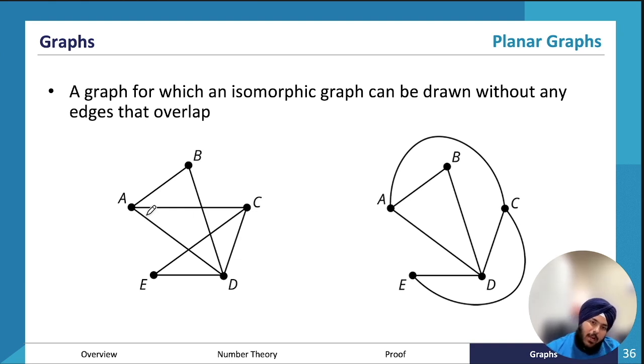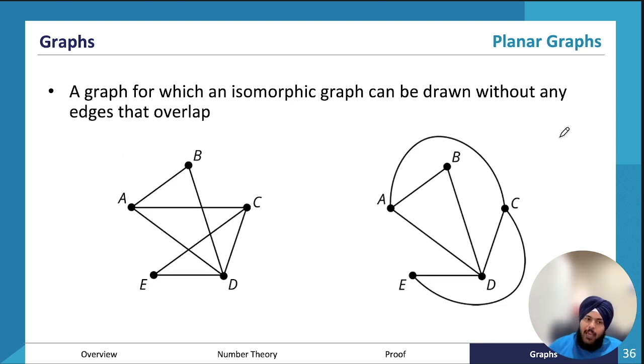So for example, for this one, if we take this edge out and draw it like this, such as down over here, and also this one over here and draw it like this, we get an isomorphic graph. It's called an isomorphic graph because it's the exact same graph, just a different look to it. The connections are the exact same, the degrees are the exact same. And here we have no edges overlapping, so we call this a planar graph.